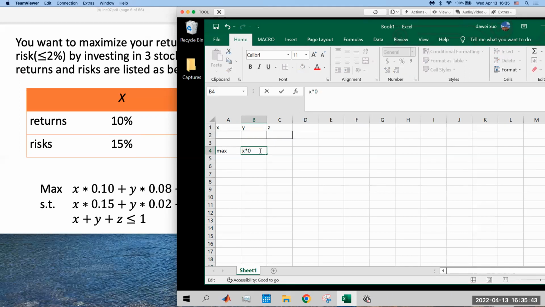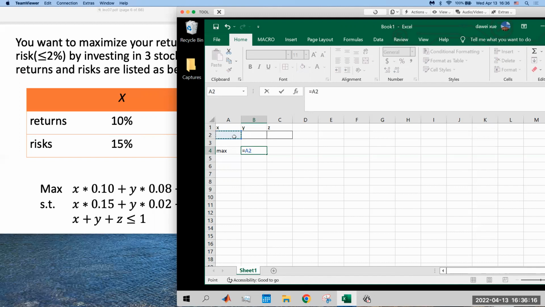Excel only takes cells, so remember that. Which basically means you're going to replace the X with the cell that represents X. It's kind of like an agent. This cell is the agent of X. That's the agent of Y. That's the agent of Z. And that's the agent of the objective function. So basically you're telling Excel, I will give the equation using the agent cells.